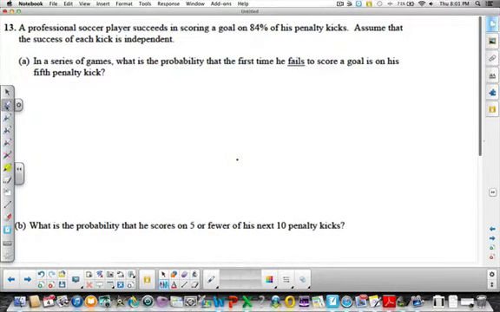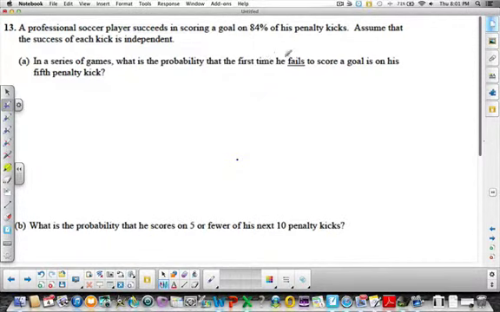In Chapter 6, question 13, a professional soccer player succeeds in scoring a goal on only 84% of his penalty kicks. Assume that the success of each kick is completely independent of the other kicks. So let's say he plays a series of games. What's the probability that the first time he fails to score a goal is on his 5th penalty kick?